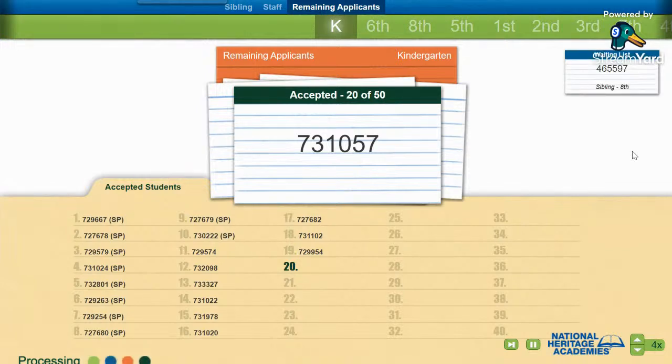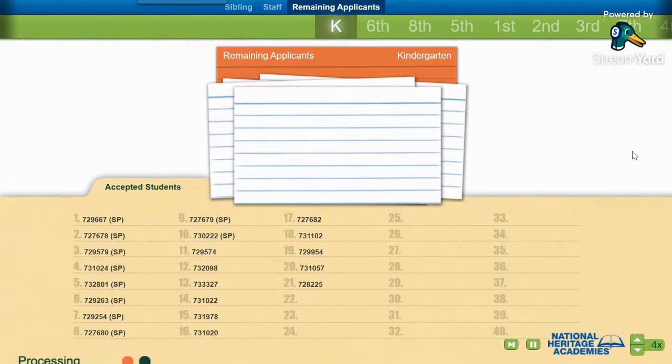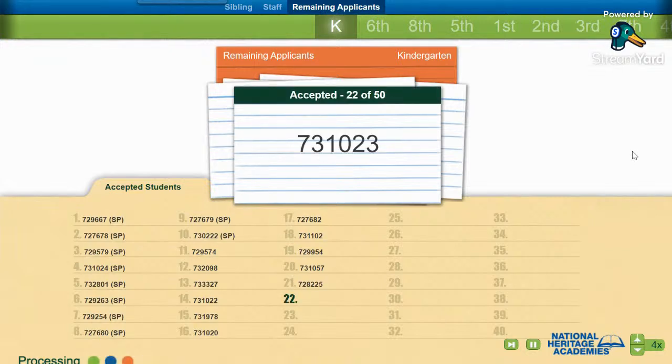731057 accepted with a sibling 465597 in 8th grade and 641953 in 2nd grade. Both siblings put on the waiting list. 728225 accepted. 731023 accepted. 727681 accepted in kindergarten. 728471 accepted in kindergarten.